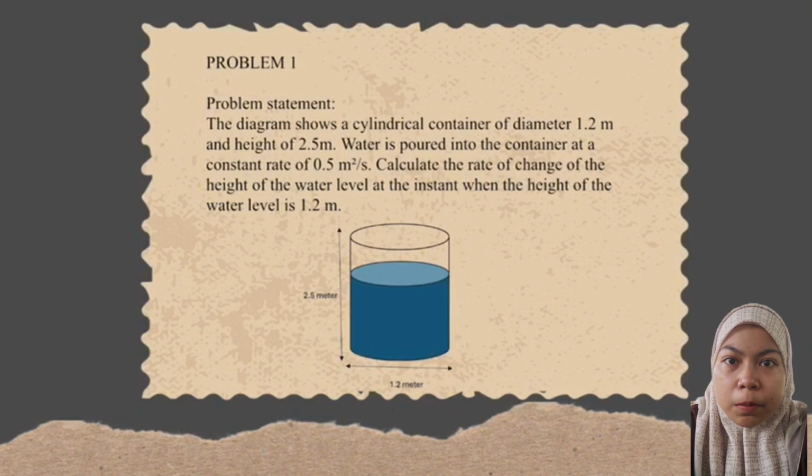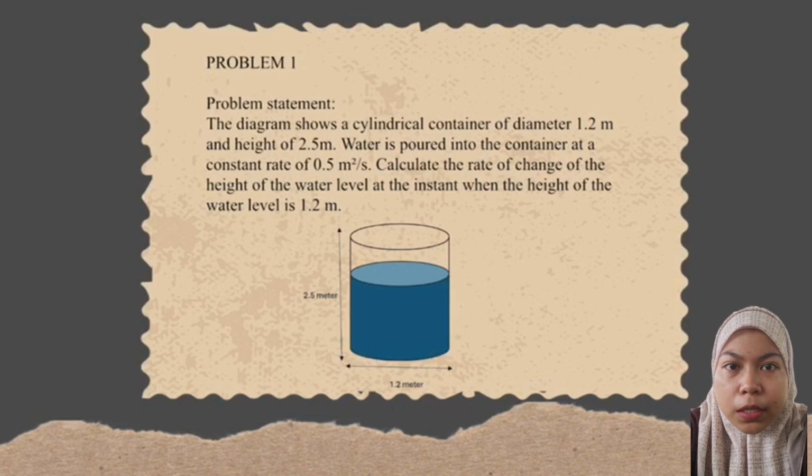Problem 1. Problem statement. The diagram shows a cylindrical container of diameter 1.2 meters and height of 2.5 meters. Water is poured into the container at a constant rate of 0.5 meters squared per second. Calculate the rate of change of the height of the water level at the instant when the height of the water level is 1.2 meters.